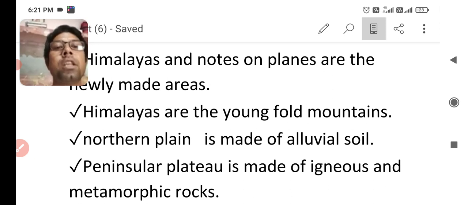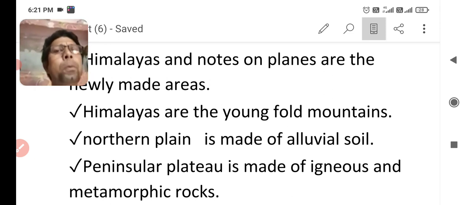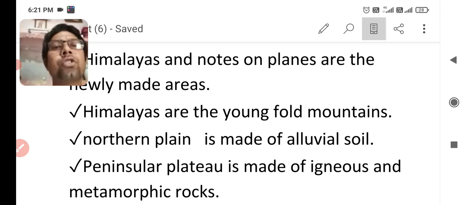And the next major characteristic of Indian physical features is that the peninsular plateau is made of igneous and metamorphic rocks. It means there is black soil. It means igneous rocks are responsible for the making of black soil. So when we study the peninsular plateau, there will be a feature that the peninsular plateau has a lot of black soil.